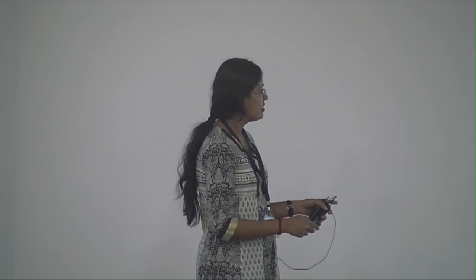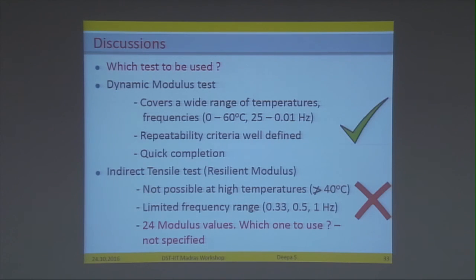Whereas in resilient modulus, we can't conduct the test at 40 degrees because the sample fails. We have tried testing it, but we couldn't test it at 40 degrees with substantial loading. Even with 6% loading, we had to put in so much effort to get some decent results. The frequency range is also limited. The standard says to test at 1 Hz, or you can also use 0.33 and 0.5, but they don't recommend anything more than that. We also have 25 modulus values, so which one to choose is not yet finalized. So we think that dynamic modulus would be a better representative for characterizing the material.